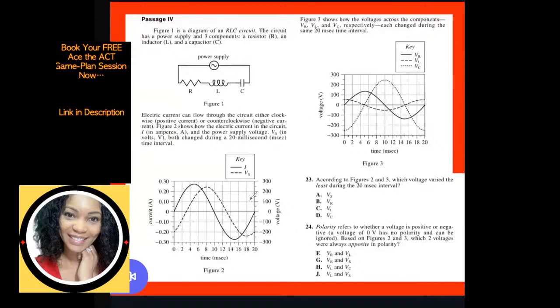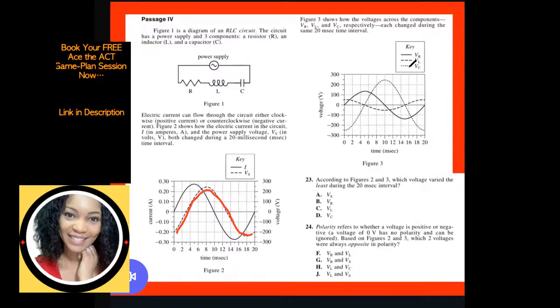So let's take a look at V sub S in figure 2. It's the thicker dashed line. And I don't even need to pay attention to this I right here because it's not part of my problem. So I don't even need to focus on it at all. I'm looking at this dashed line and how that voltage is changing over this time period. It started out at negative 200, goes all the way up to 250, and then goes all the way back down to negative 200 in 20 seconds. Okay, so that's V sub S.